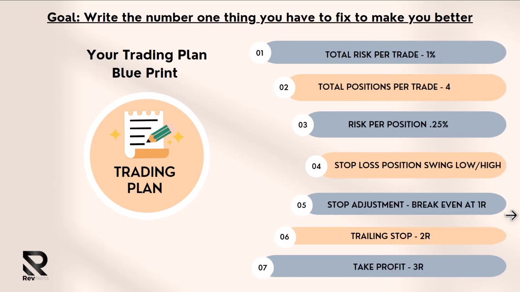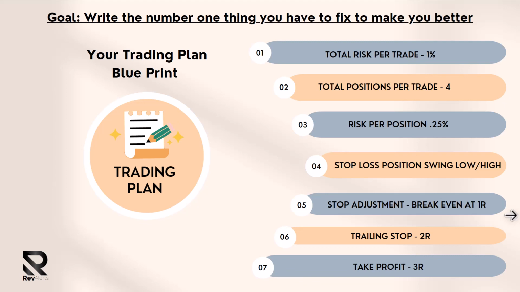So if you notice, here's an example. 1% risk for this trade. I want to take 4 positions per trade. Well, risk per position would be 0.25% on average, right? My stop loss, where do I want to put my stop loss? Well, I could put it at the swing low or swing high. It all depends. And again, you can learn about that. Your stop adjustment, when do you want to adjust your stop? Well, maybe once you go 1R, you want to set your stop adjustment to break even.